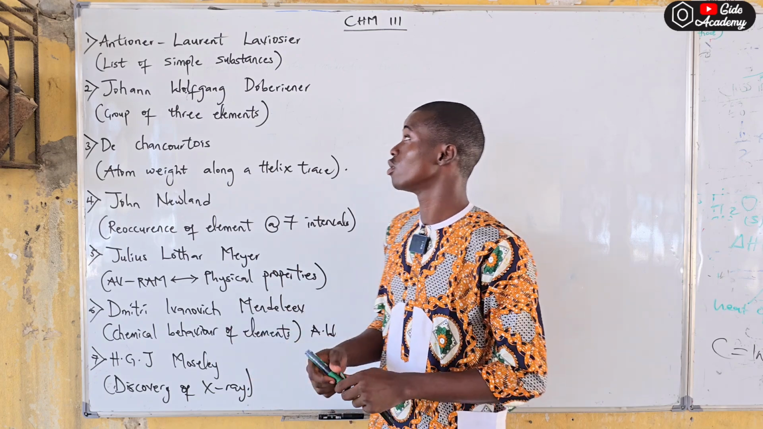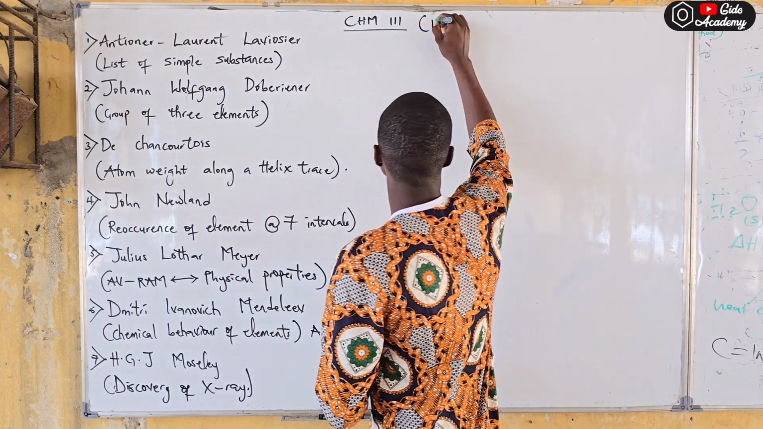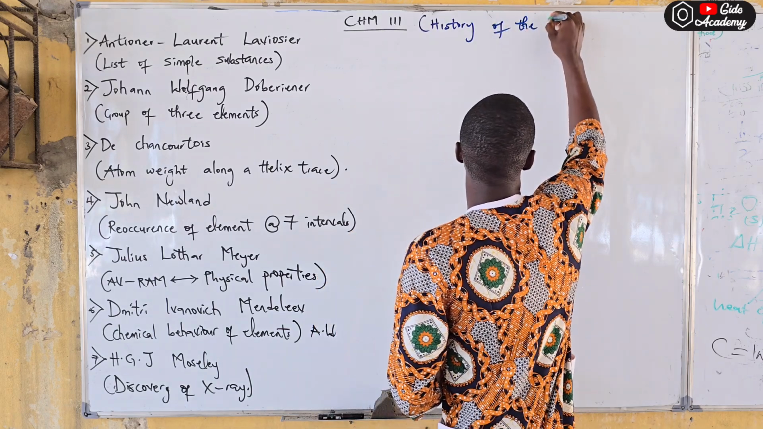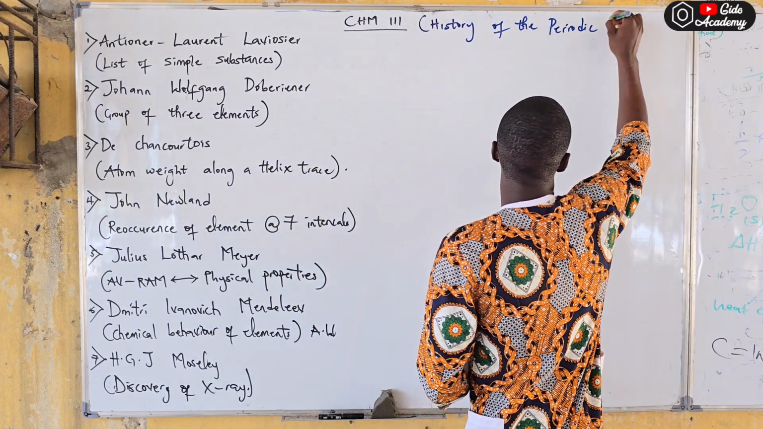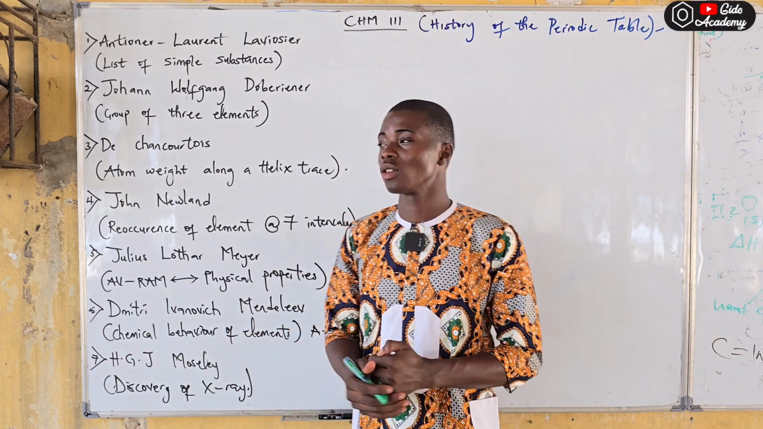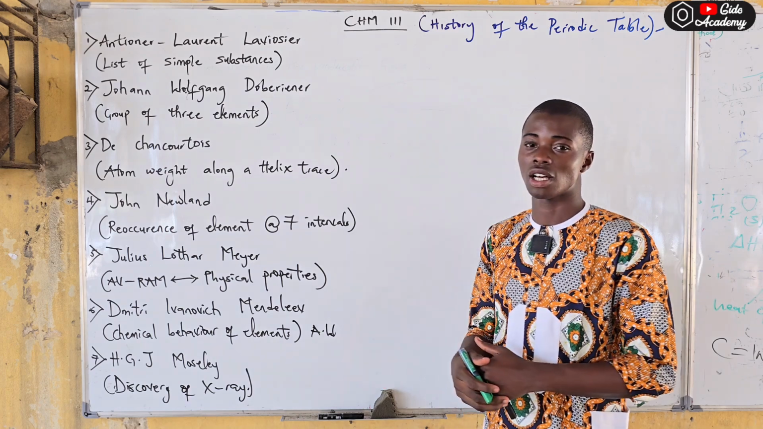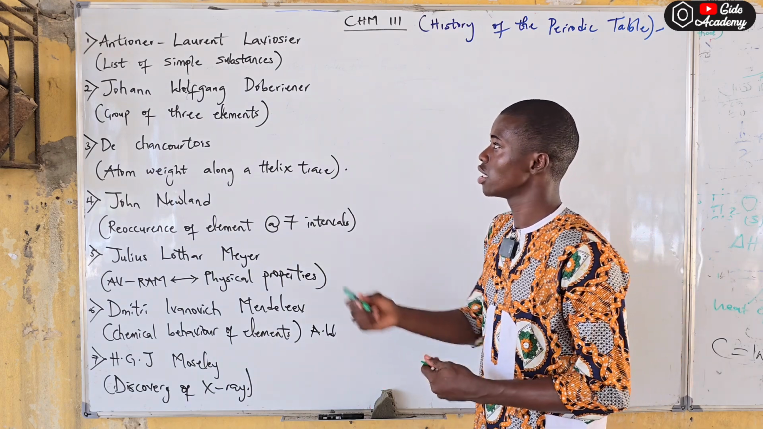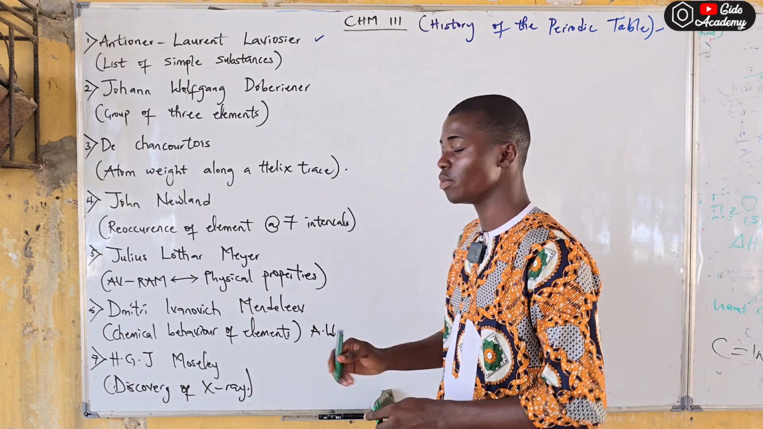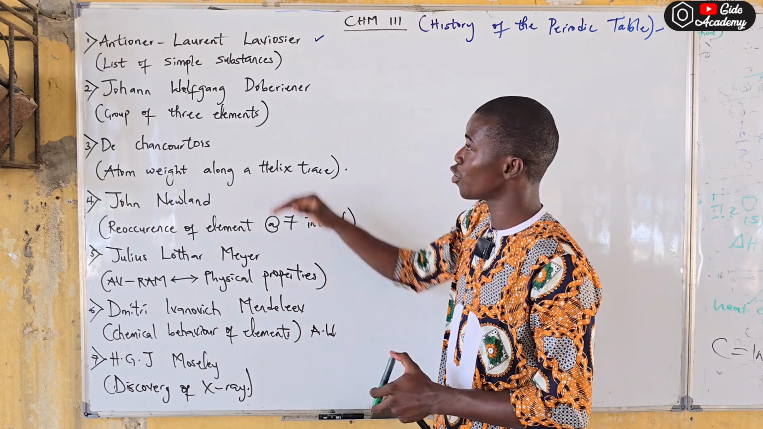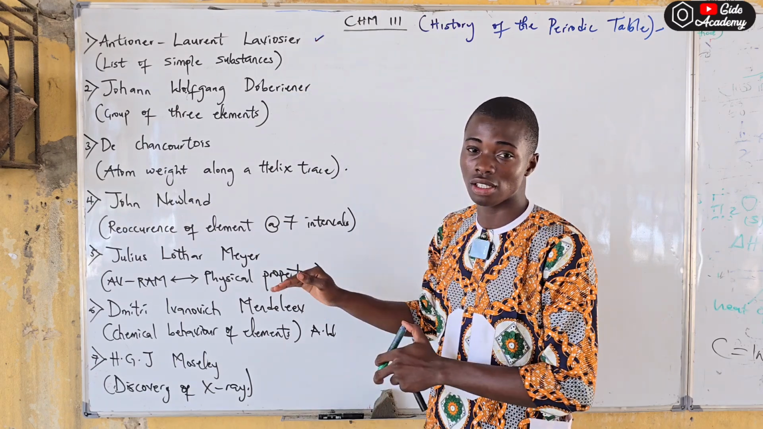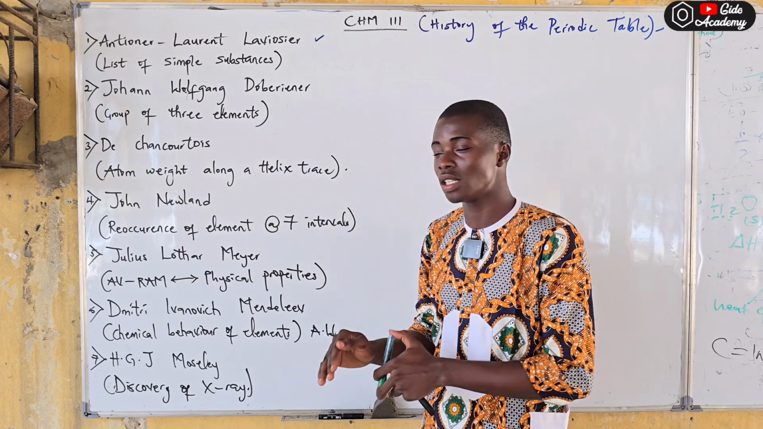And for this very class, we'll be working on the history of the periodic table. In terms of classifying the elements in the periodic table, a lot of scientists have actually tried, but in most cases we always refer to Antoine Laurent Lavoisier and the sixth person here, which is Dmitry Ivanovich Mendeleev. But the truth is that from Antoine Laurent Lavoisier to Dmitry Ivanovich Mendeleev, there are a lot of scientists that contributed to the classification of elements in the periodic table.